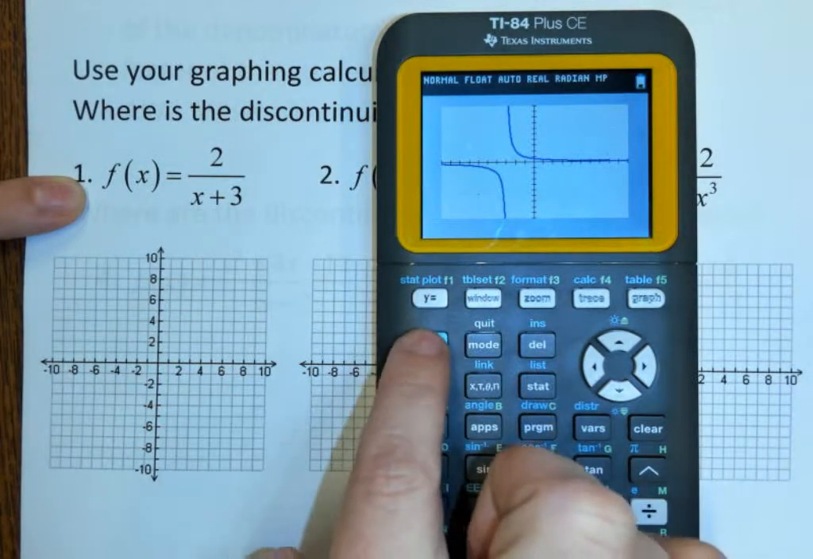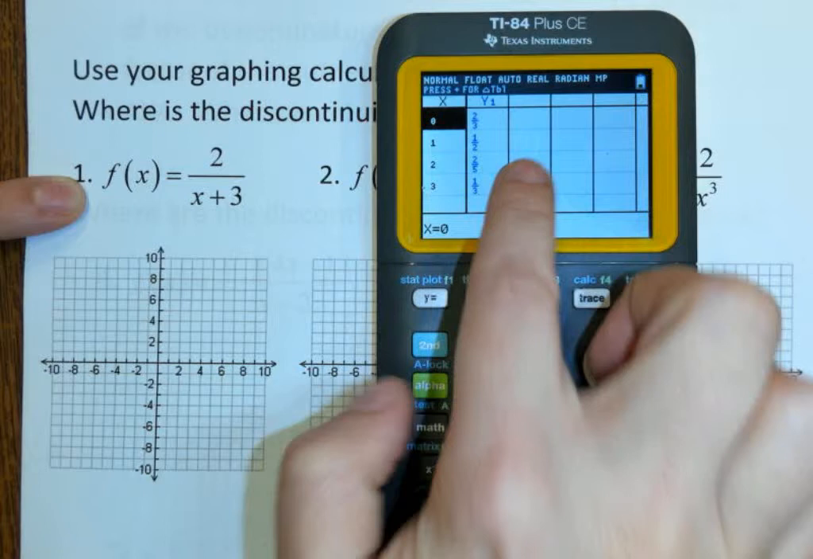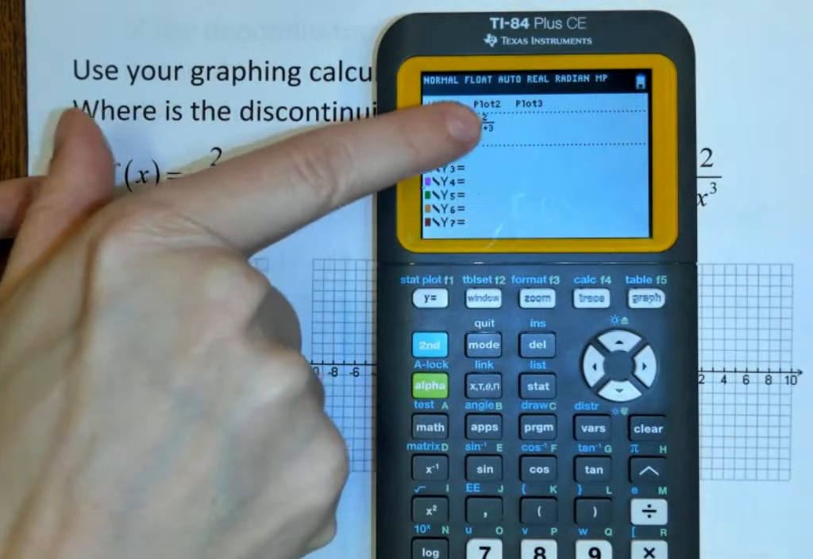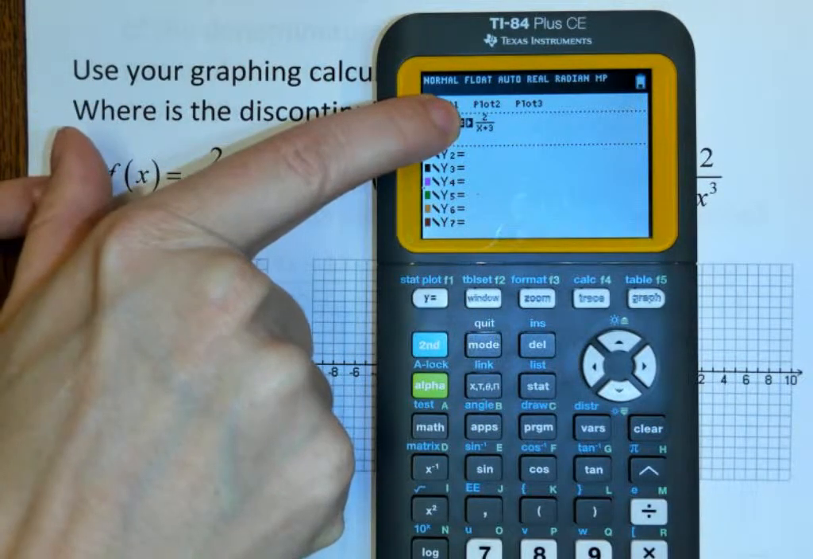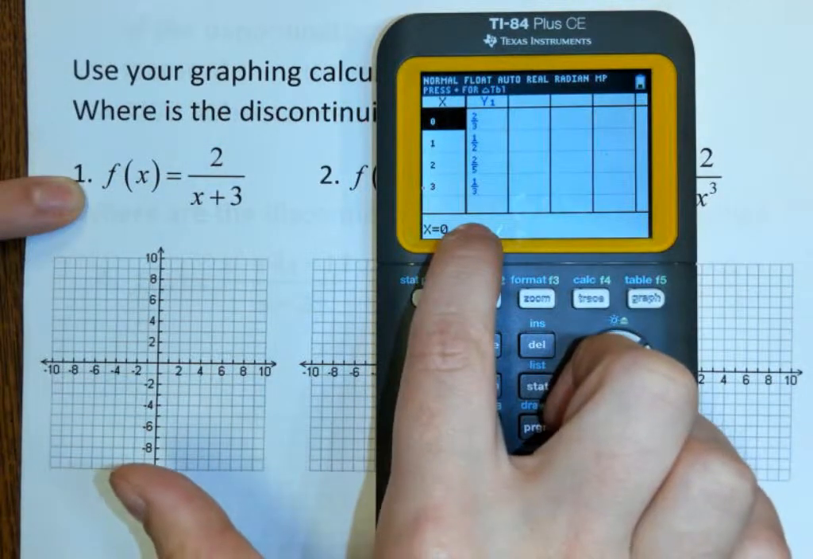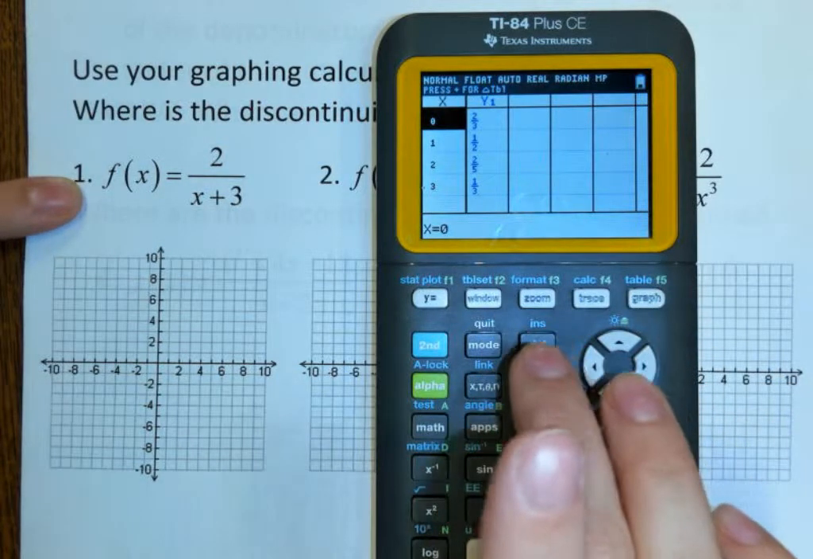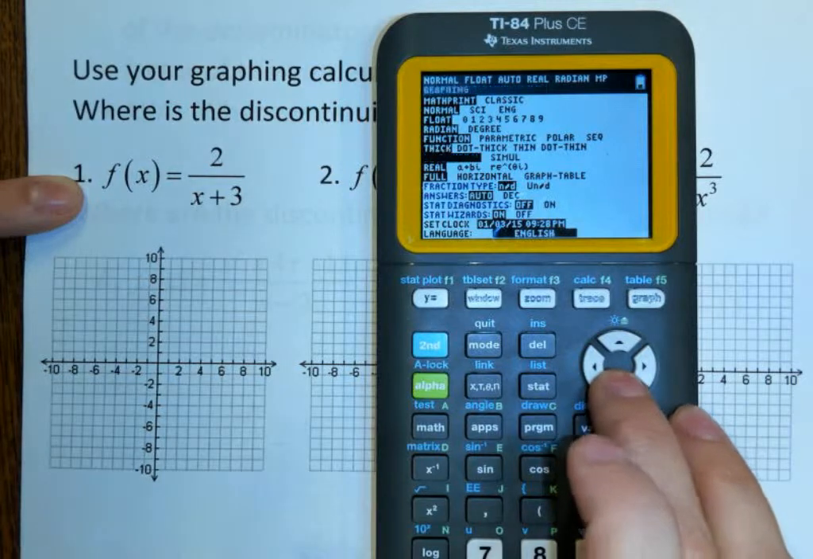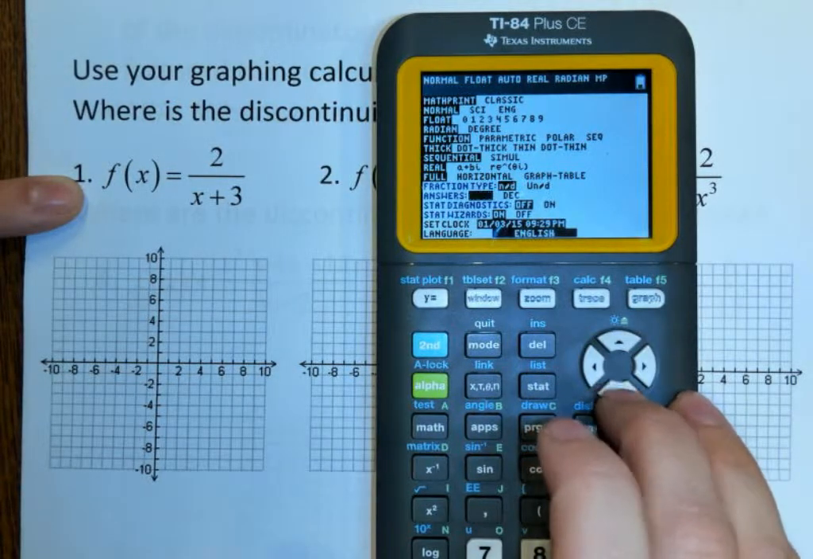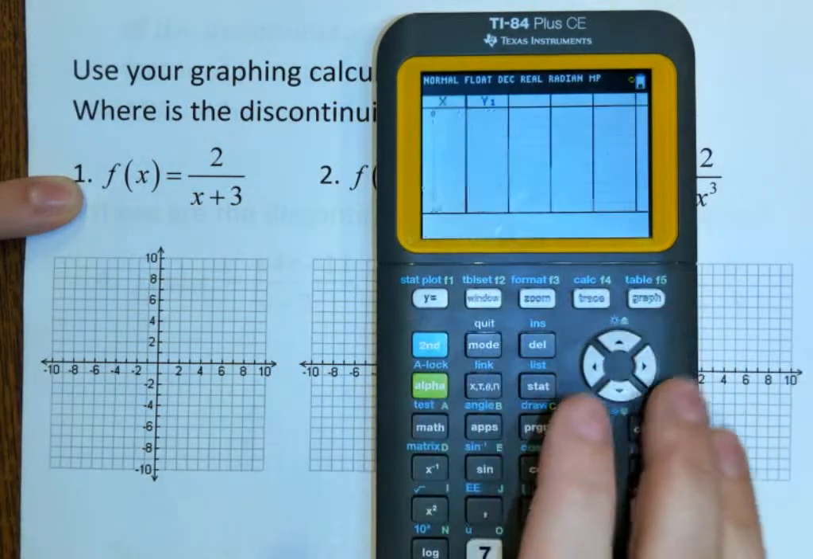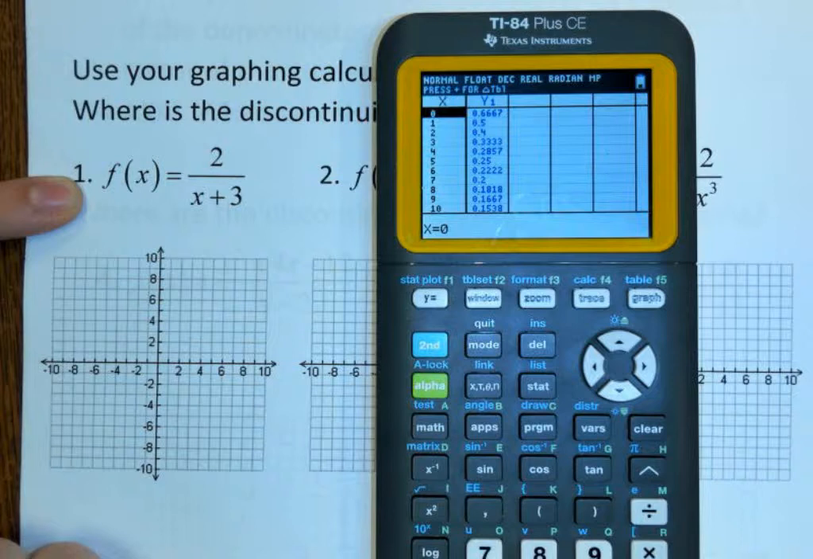Now what I want you to do is hit second graph to get your table. Because when I looked at my y equals, I used that alpha y equals, the fancy fraction, my table is in fractions. You can make that go away because sometimes it's easier to graph with decimals. If you hit mode, you can go for answers in decimal form. It just makes it a little bit easier to graph sometimes.